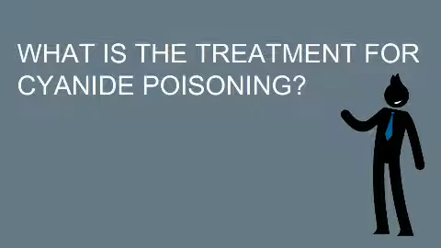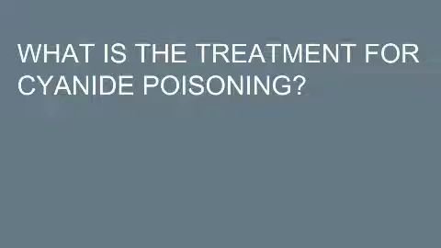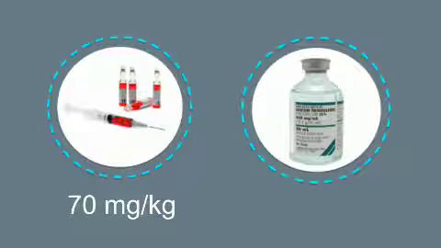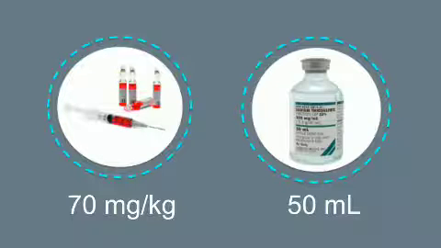What is the treatment for cyanide poisoning? The treatment for cyanide poisoning is CyanoKit with hydroxocobalamin. The dose is 70 milligrams per kilogram IV over 15 minutes. Also give sodium thiosulfate, 25%, 50 milliliters by IV over 10 minutes.